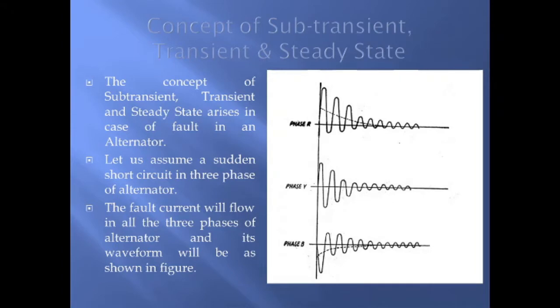Now, the pattern you can see on the diagram right now on the screen, there are three phases, that is phase R, phase Y and phase B. Now, in this, the current is not going to zero ultimately, but what we are going to study is at this position where just the fault is taking place, or we can say just the short circuit has taken place, then the current will show its subtransient behavior. Now what do you mean by subtransient behavior?